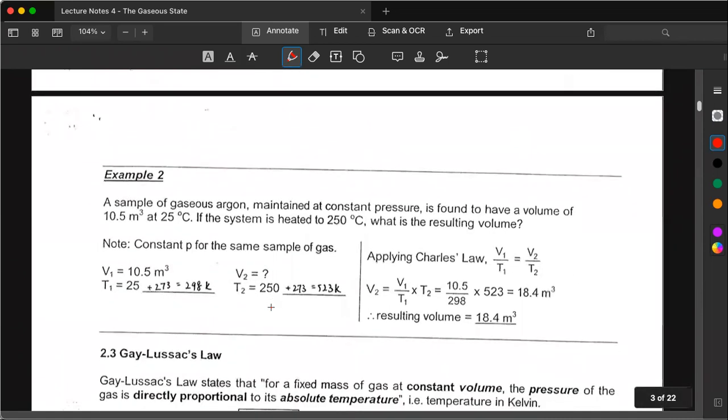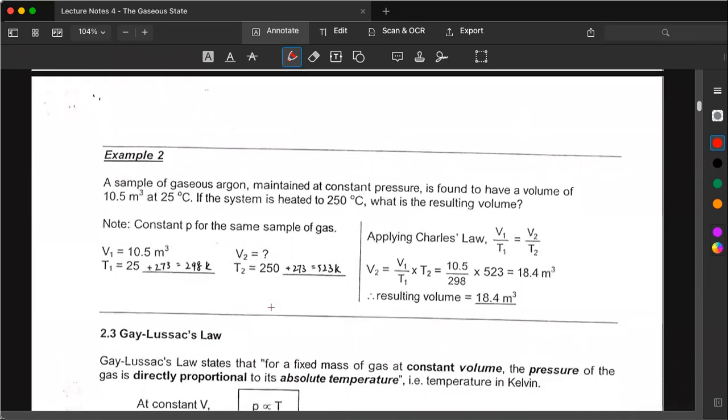Now let's look at this example to understand how the equation can be applied using Charles' law. A sample of gaseous argon maintained at constant pressure is found to have a volume of 10.5 meter cube at 25 degrees Celsius. So if you heat the system to 250 degrees Celsius, what is the resulting volume? Note that the pressure is constant as stated in the question, constant pressure.